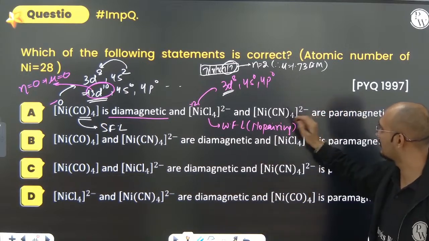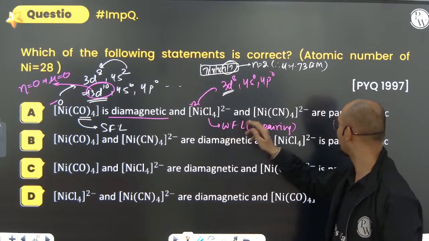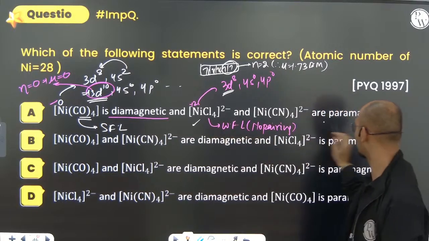Now what are we going to see? Cyanide. So therefore it is what? It is paramagnetic. Yes, it is paramagnetic. यहाँ तक तो सही जा रहा है.